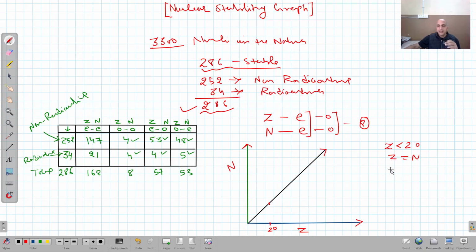But as Z increases, becoming higher and higher, greater than 20, it is found that the number of neutrons starts becoming more than the number of protons, and the graph starts deviating in this way. So this type of deviation is observed when we plot a graph between number of neutrons and number of protons for all the nuclei. I am showing you the actual graph that has been observed.